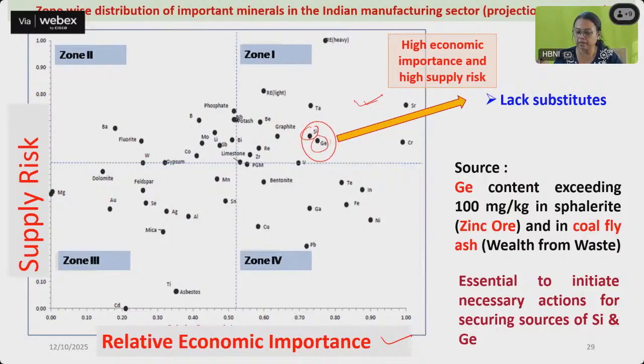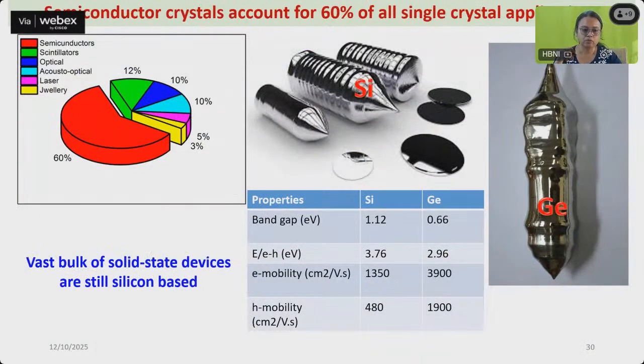The germanium content is around 10 milligram per kg in zinc ore and coal fly ash. So a lot of work has started to get this material from the ore, and industries are working on making this material or growing the crystals for it. For all the PN diodes or transistors you have studied earlier, we require a silicon single crystal or a germanium single crystal.